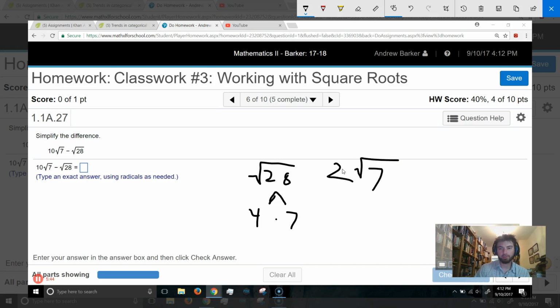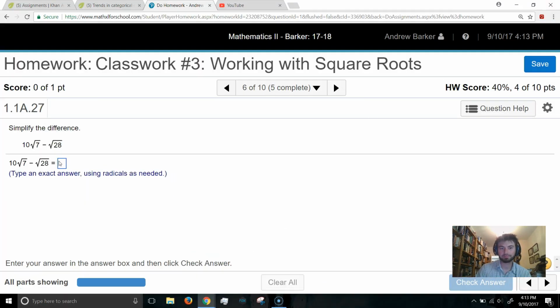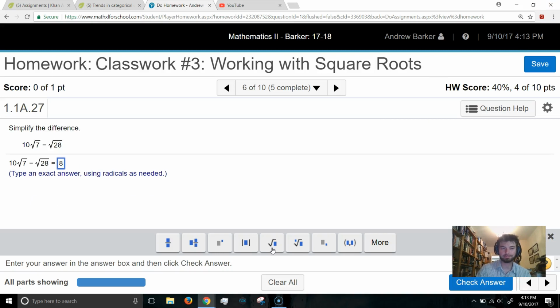So now we have a like term. This is like the other term in the sense that we're counting how many square root 7's we have. So we have 10 square root 7's minus 2 square root 7's. 10 minus 2 is 8. That's how many square root 7's we have.